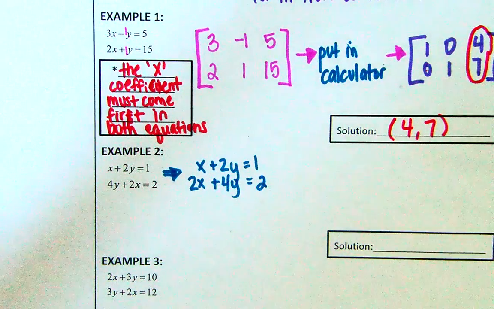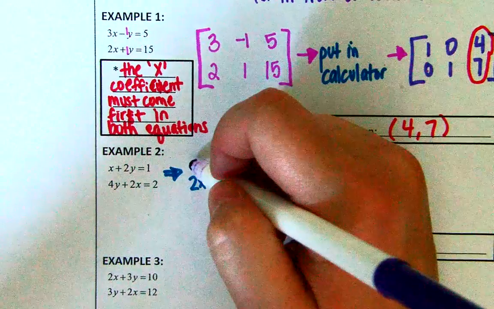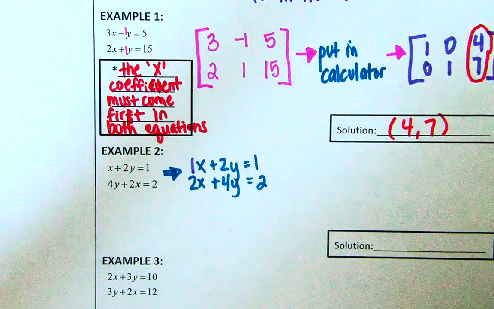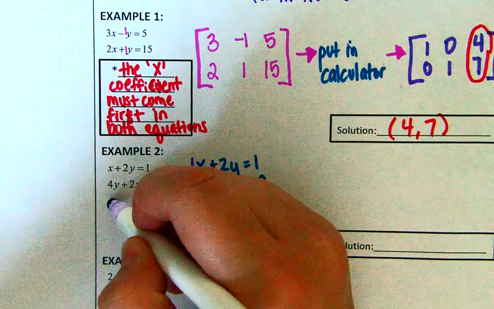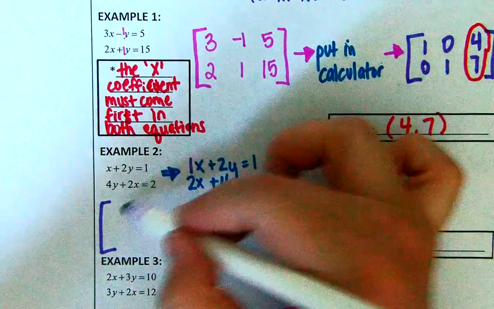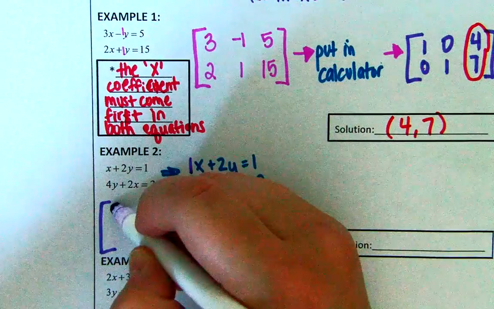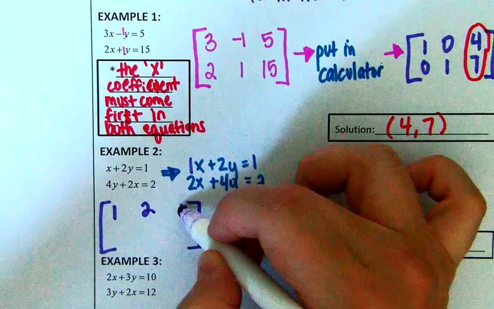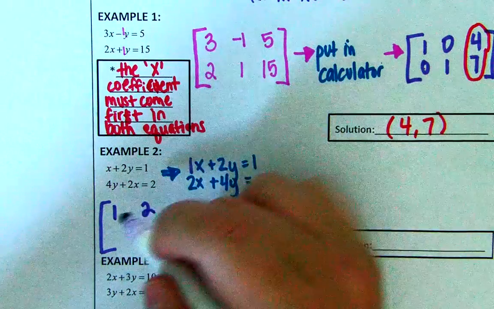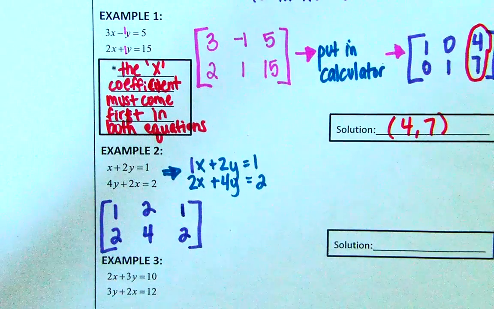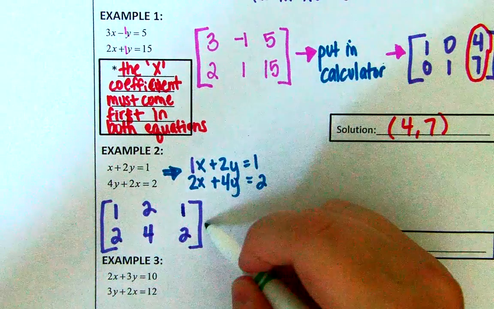Now that x is first in both of our equations, we're just going to set up our matrix. Remember to put a 1 in front of any variable that doesn't have a number. And now let's set our matrix up. So our first row is our first equation. So it's 1, 2, and then whatever it equals, which is 1. And then we're going to put our second, which is 2, 4, and 2. Then we put it in the calculator.